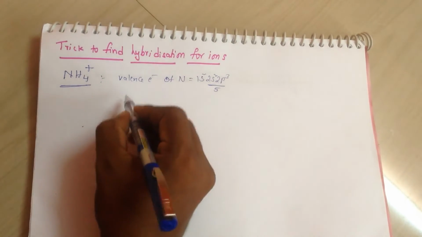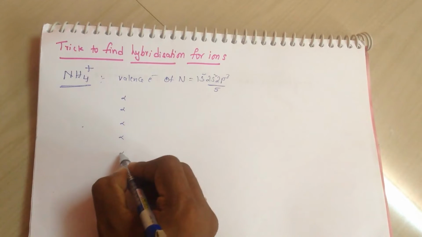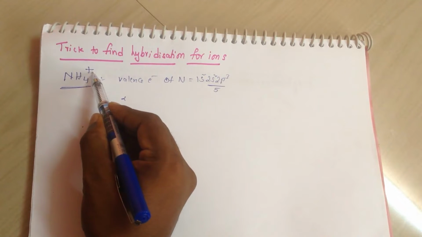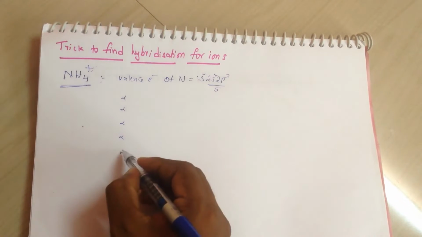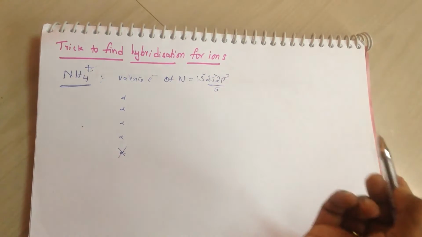Is it clear? Now see here, I am writing the valence electrons 1, 2, 3, 4, 5. Here plus means what? It's a loss of electron, plus 1, right? So 1 electron you have to remove, and only 4 electrons remain.